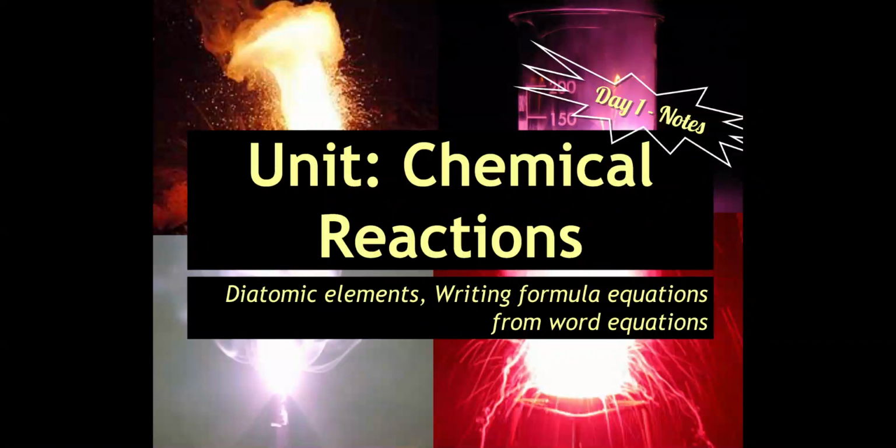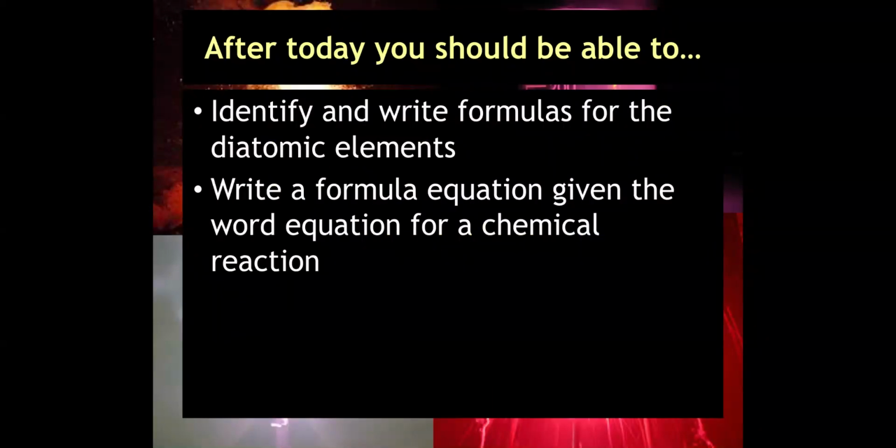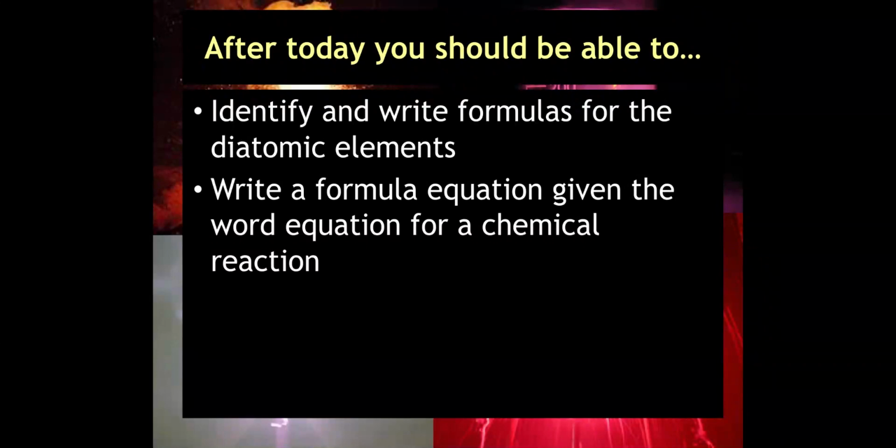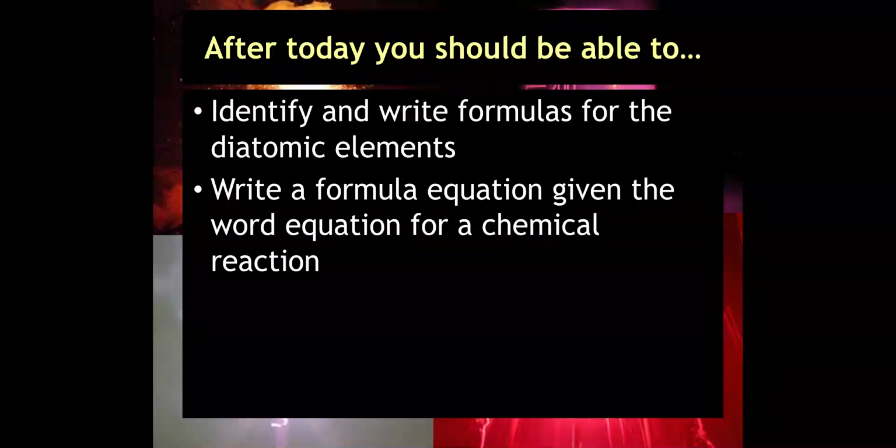Today we're going to talk about chemical reactions. Specifically, by the end of the lesson, you should be able to do these two things. You should be able to write formulas for diatomic elements, and I will explain what I mean by formula and diatomic element in a moment. The second thing that you should be able to do by the end of the lesson today is write a formula equation when given a word equation. So I'm going to give you some words, and you're going to turn it into symbols and numbers. Okay, so the rest of this video is going to show you how to do that.